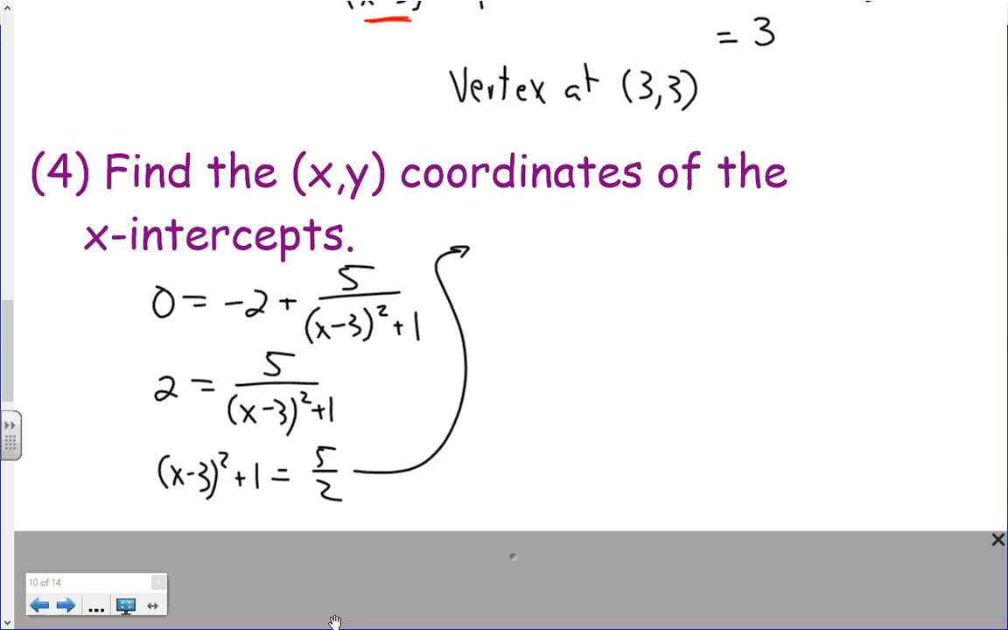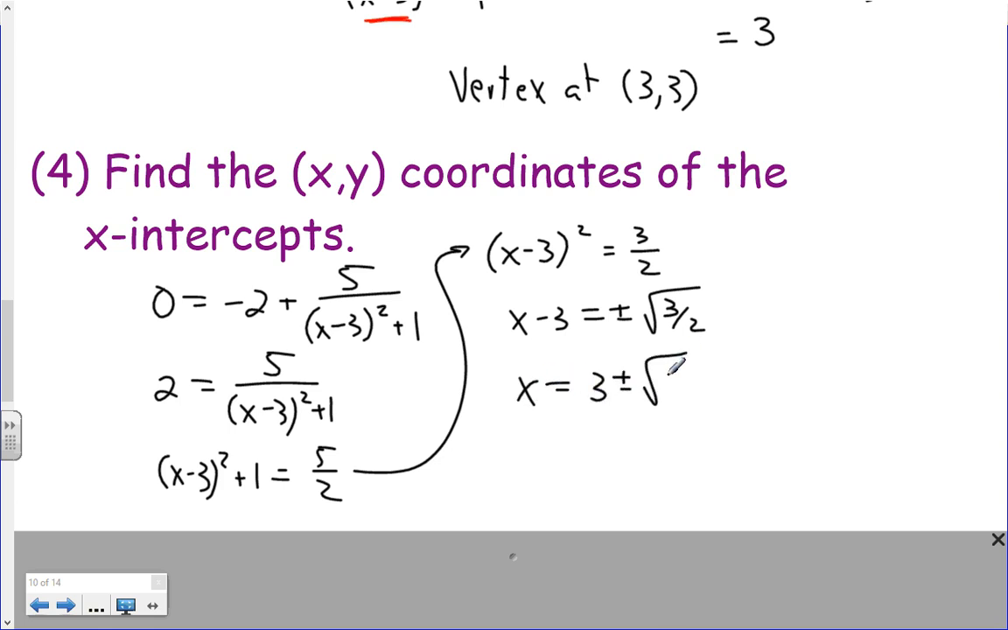You've got x minus 3 squared is equal to 3 halves when I subtract 1 from both sides. And then take the square root of both sides. X minus 3 is equal to plus or minus, don't forget the plus or minus there, the square root of 3 halves. And then add your 3. So there's our x value. X is equal to 3 plus or minus the square root of 3 halves.